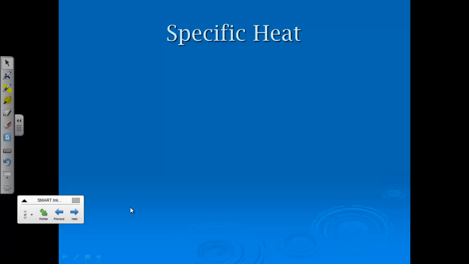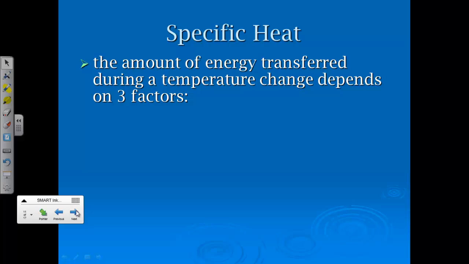Okay, so we've done the intro on thermochemistry, heat, and heat transfer and types of calorimeters. Now we need to talk about one more term and do some math problems, and that is specific heat. And we've established the fact that in every physical and chemical change, energy is always transferred. And we measure that energy transfer by a temperature change.